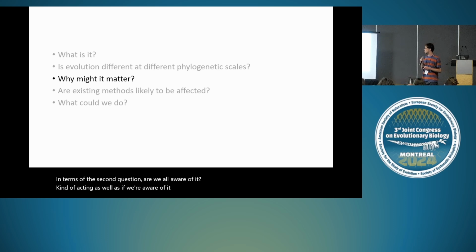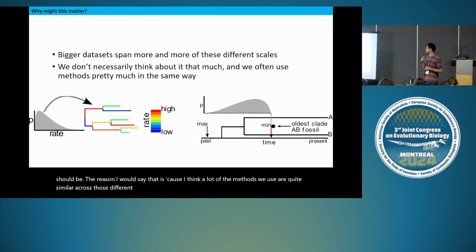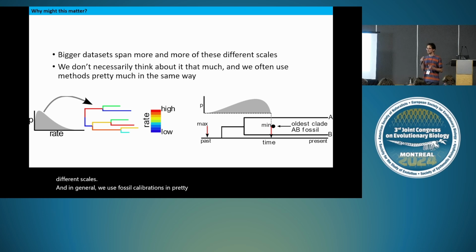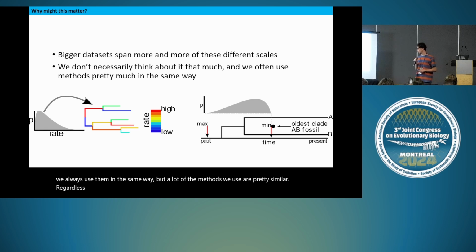I would say maybe not as much as we should be. The reason is that I think a lot of the methods we use are quite similar across those different scales. Perhaps a good example, again, would be divergence time estimation, where we often use similar relaxed clock models across a vast range of different scales. And in general, we use fossil calibrations in pretty similar ways. I'm not saying we always use them in the same way, but a lot of the methods we use are pretty similar, regardless of the scales we're working at.